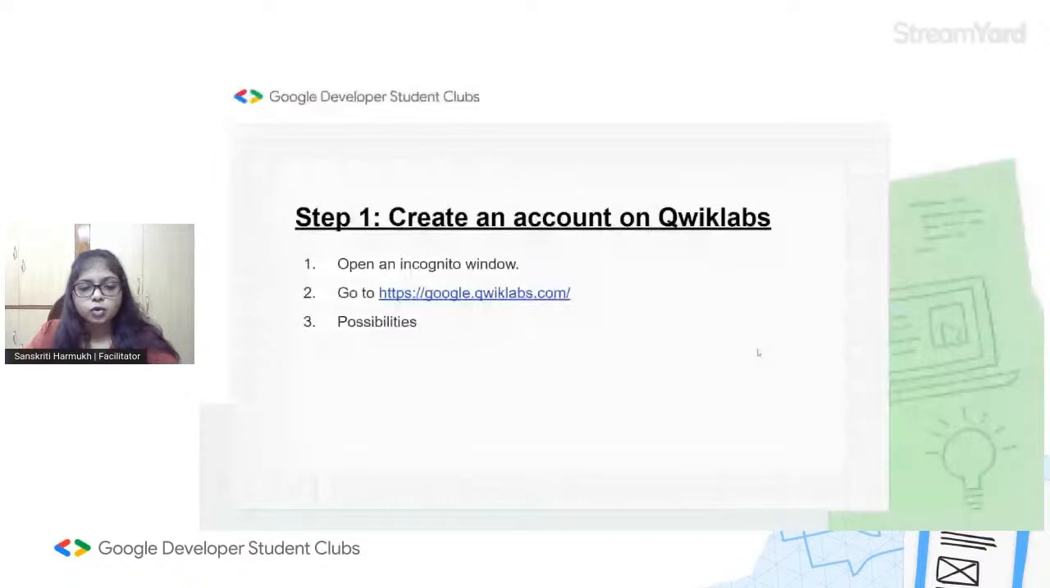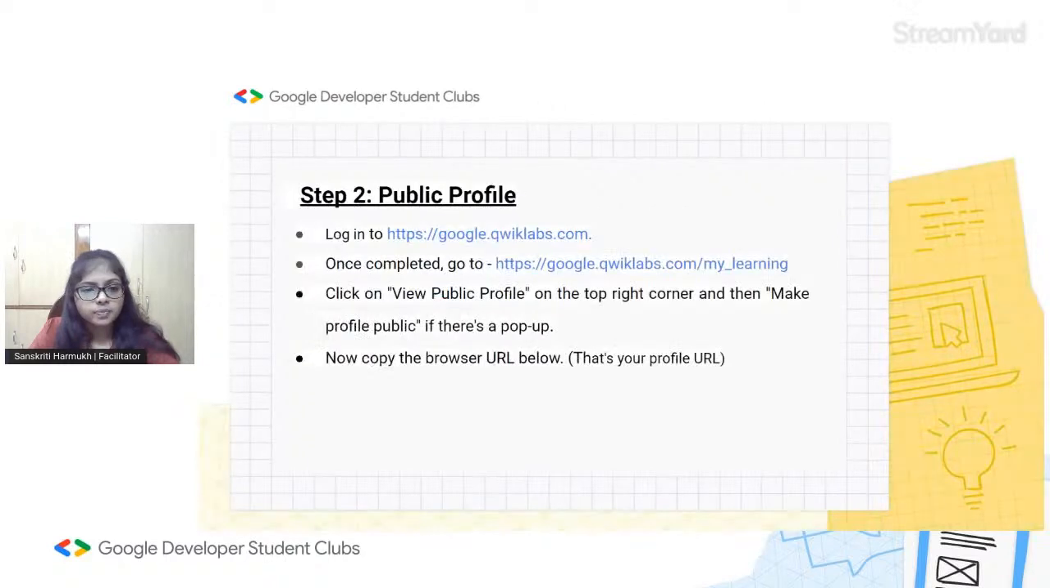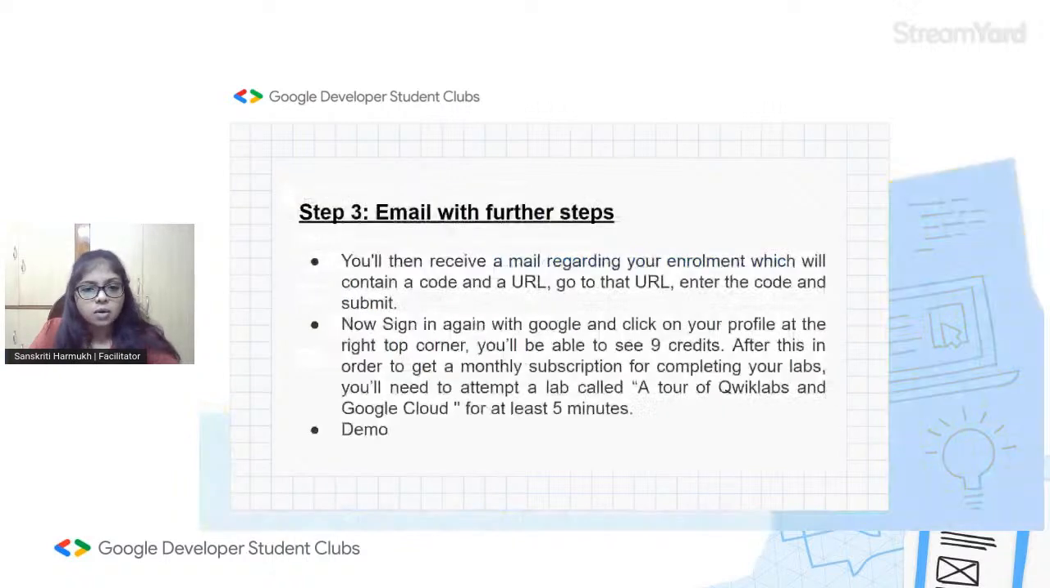Okay. So we are done with the first step of creating an account in Quick Labs. We did the entire thing. I talked about the possibilities that may show up. Secondly, we made our profile public. And now, third, after registering, you'll be receiving a mail, right? Do not panic if you do not receive a mail immediately after you register for the program. It will take some time. Check the spam and promotion section, because many a times the emails from Google are stored there.